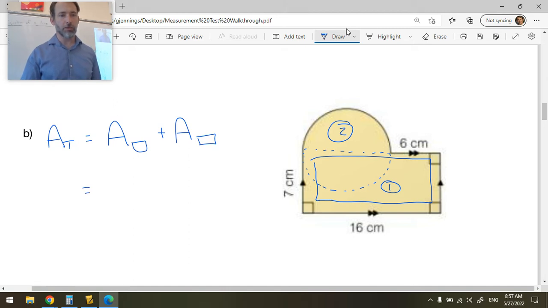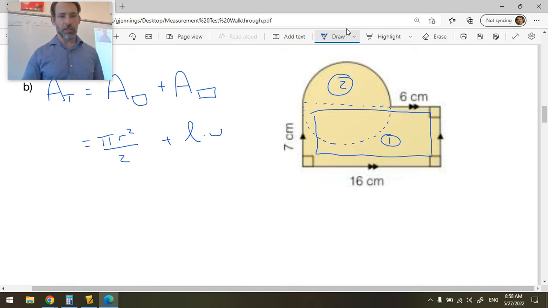Okay? And so the total area is equal to pi r squared, but it's a half circle, so I divide it by 2, plus the area of the rectangle, which is length times width. Now, substituting into my formulas, I have here length times width, which is 7 times 16. That's my area of this rectangle here. That's number 1. And then number 2, I need the radius of that circle because radius is part of my formula. So I better find the radius here.